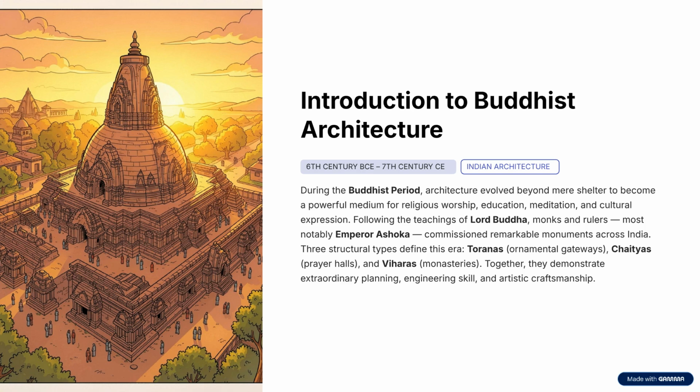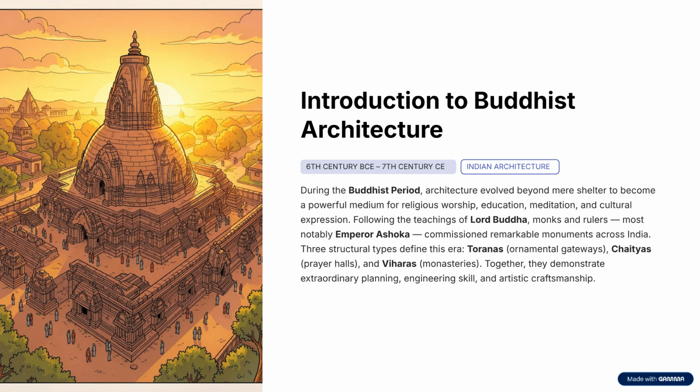Good morning, everyone. In today's lecture, we will study Buddhist architecture, which flourished from the 6th century BCE to the 7th century CE. During this period, architecture evolved beyond providing shelter and became an important medium for worship, meditation, education, and cultural expression. Inspired by the teachings of Lord Buddha and supported by rulers such as Emperor Ashoka, remarkable monuments were constructed across India. We will focus on three important architectural forms: Toranas, Chaityas, and viharas.